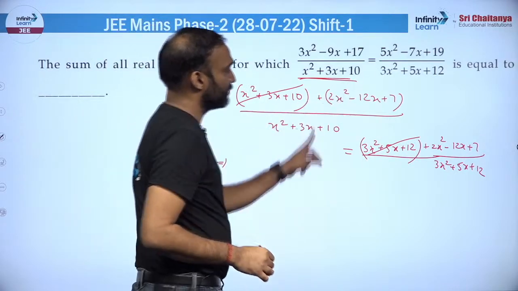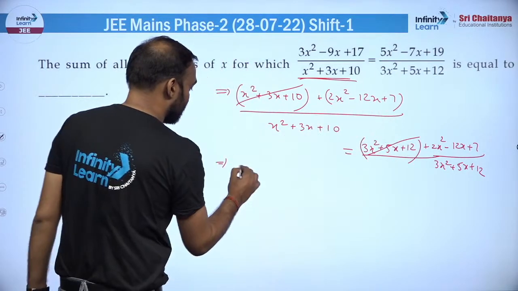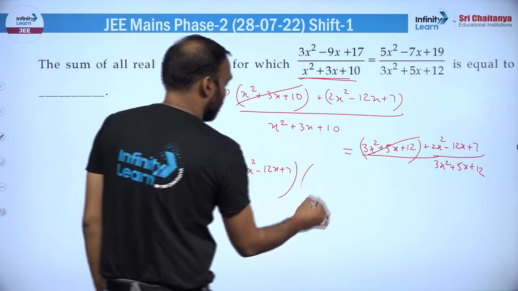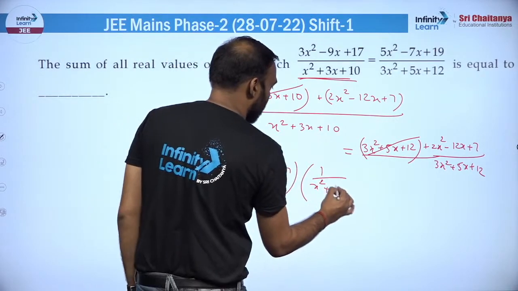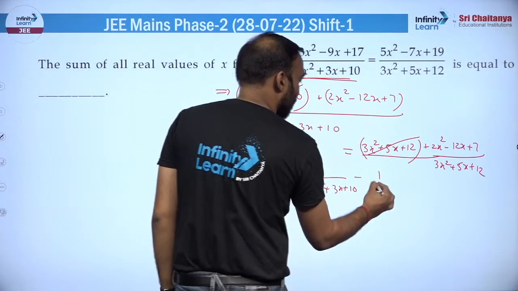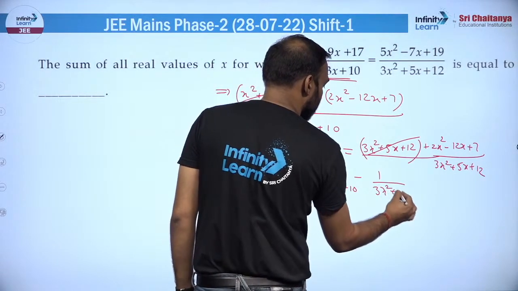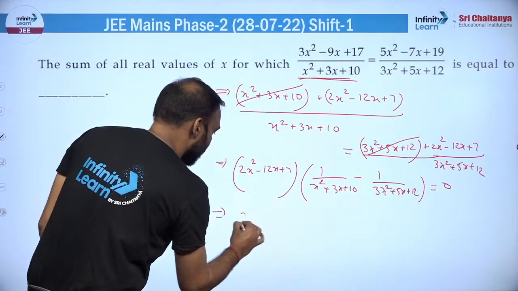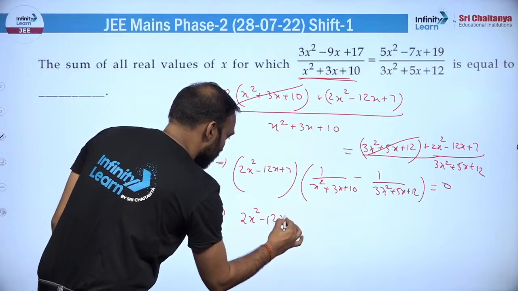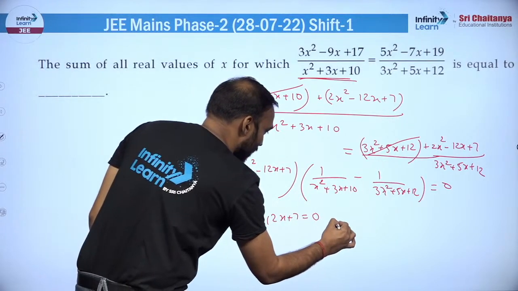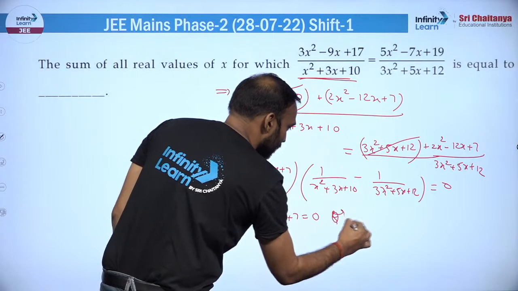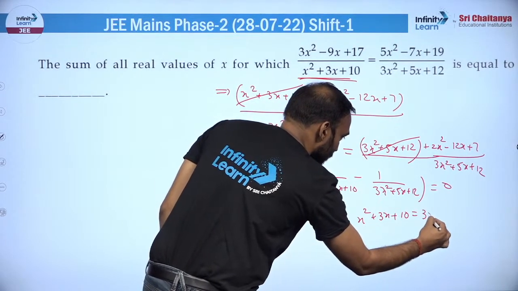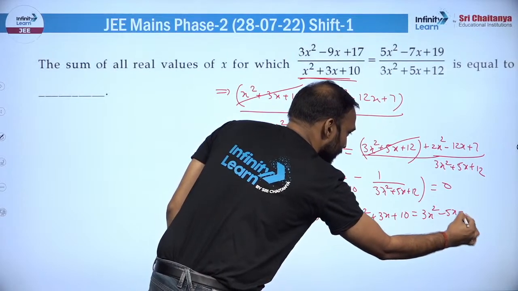Now I am left with this upon this upon this. Both the terms are same. So you can take 2x square minus 12x plus 7 common, and you are left with 1 upon x square plus 3x plus 10 minus 1 upon 3x square plus 5x plus 12. So from here I can write 2x square minus 12x plus 7 is equal to 0, or x square plus 3x plus 10 is equal to 3x square plus 5x plus 12.